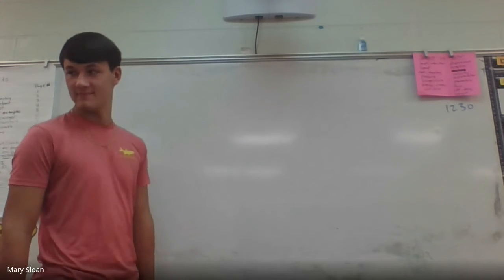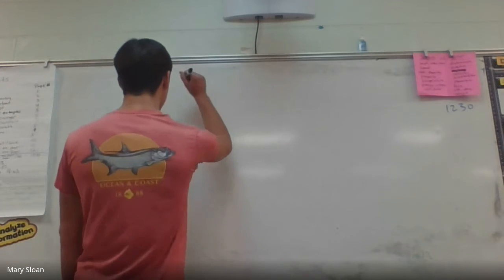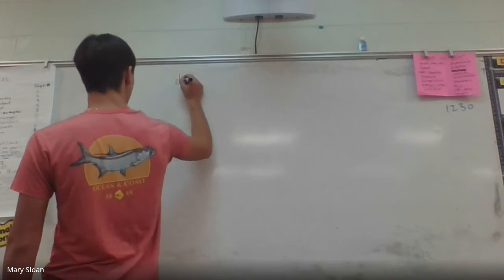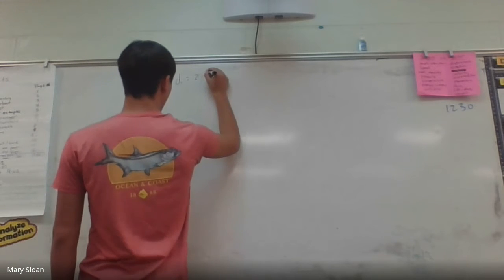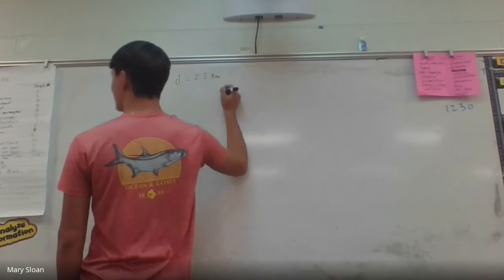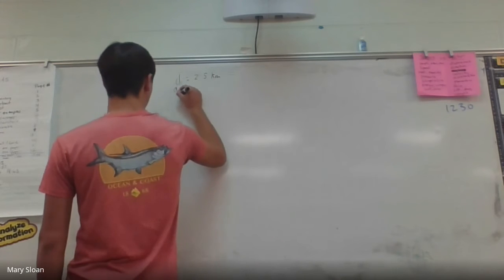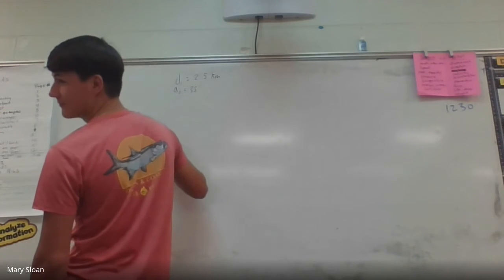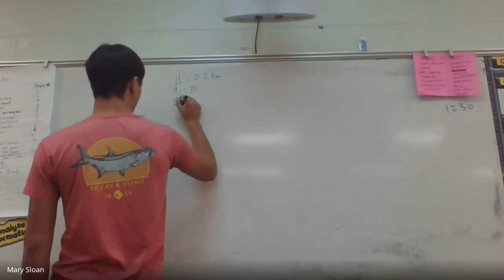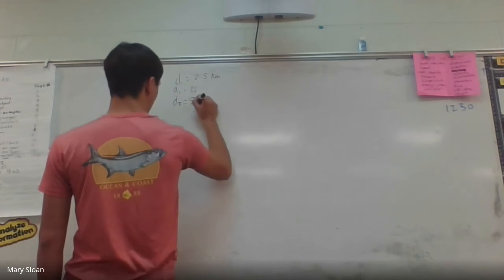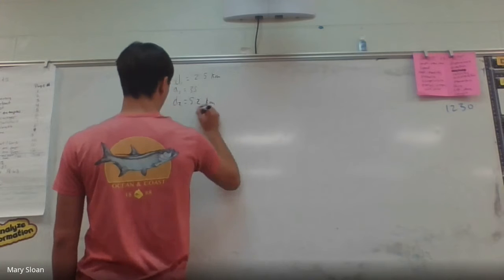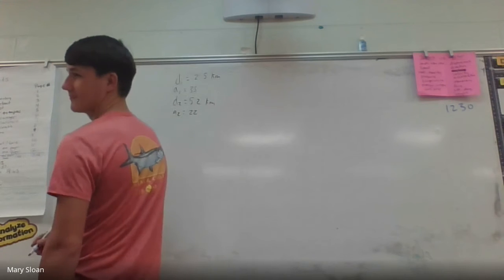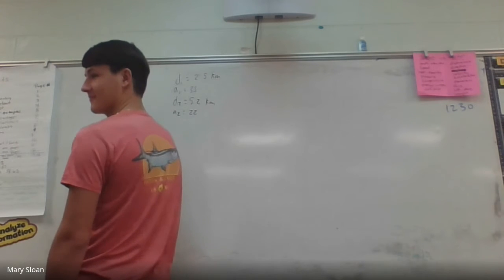So on mine, I did displacement D1 equals 2.5 kilometers. Angle 1 is 35 degrees. D2 is 5.2 kilometers, and angle 2 is 22 degrees. So here we're going to do our change in X and change in Y.